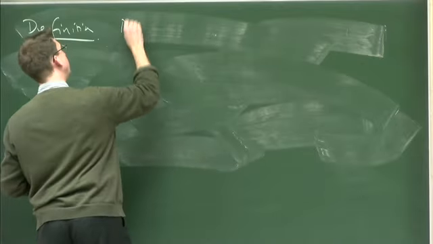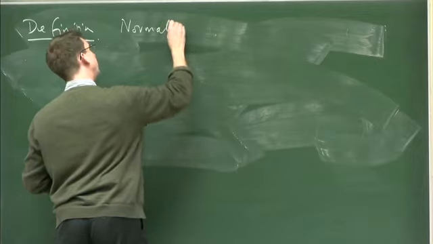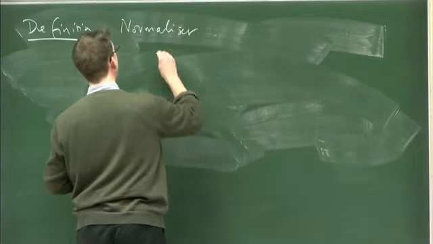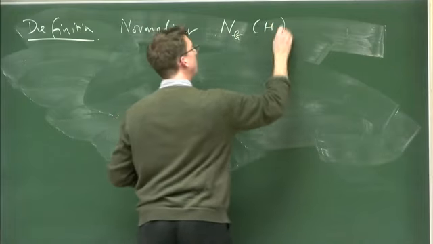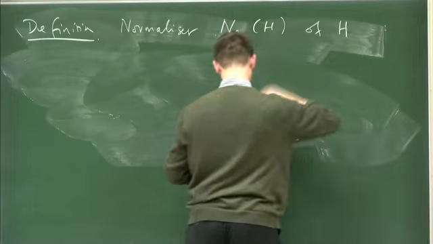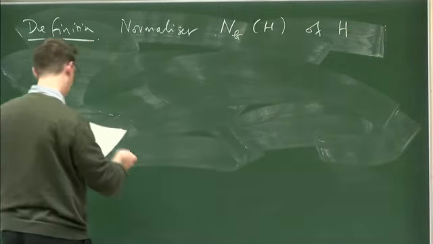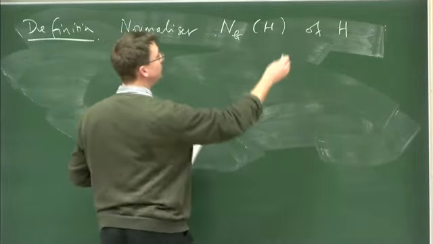So this is useful because I can define this thing that people call normalizer. Of H. So H is a normal subgroup.